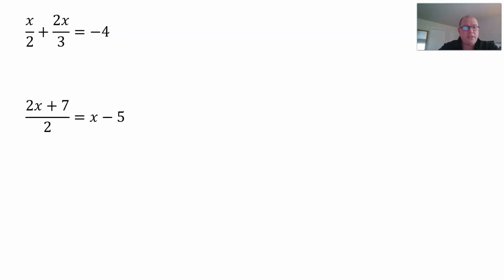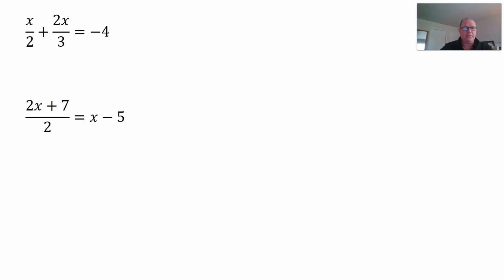Hi there, I'm Graham Lewis, and in this video we're going to solve these two algebra equations involving fractions. You can see that the first one is two fractions and the second one has got the unknown on both sides, and we'll need brackets as well. And I'll show you some different ways of doing these.